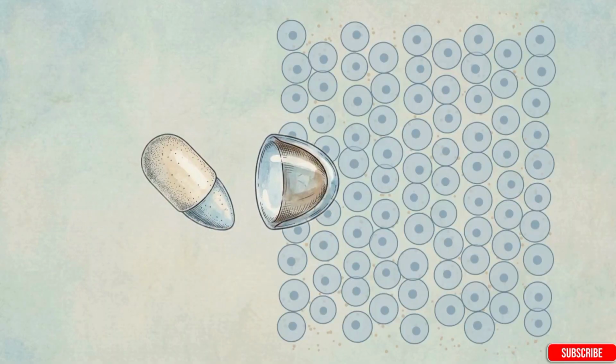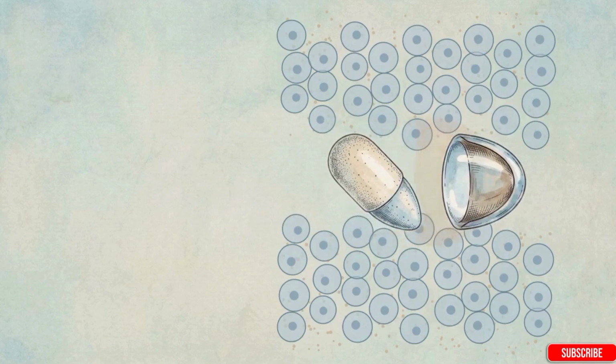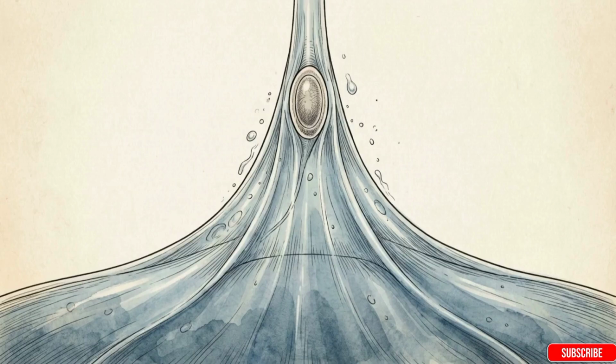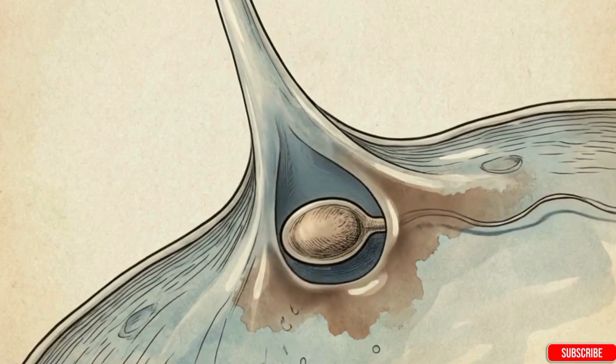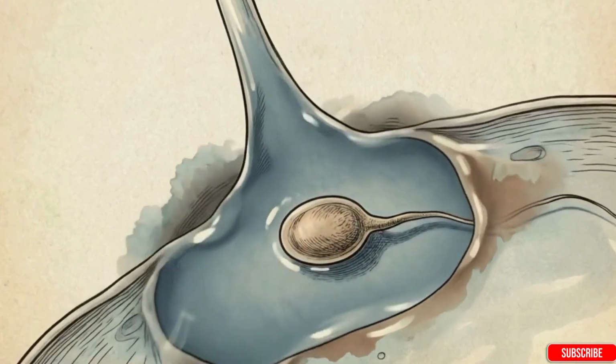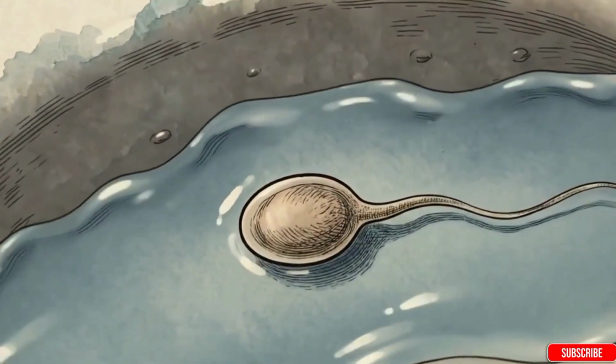This enzyme, hyaluronidase, chemically dissolves the corona radiata to clear a path through the cellular layer. A specialized structure called the fertilization cone forms. This cone pulls the sperm inward with a sudden mechanical force. Once inside the egg, the sperm undergoes a precise rotation of 180 degrees.